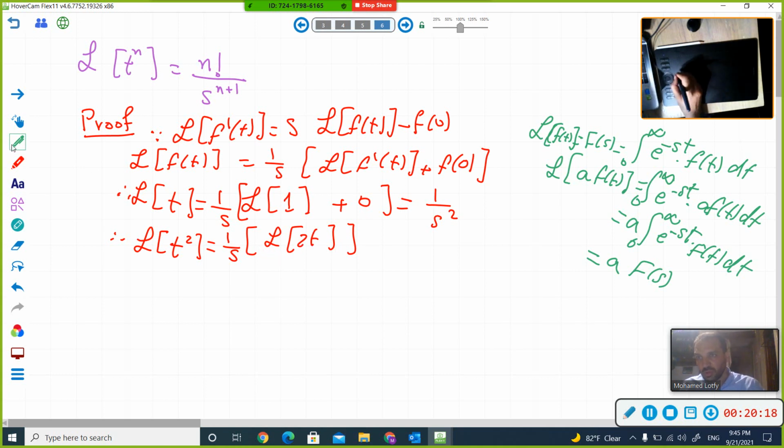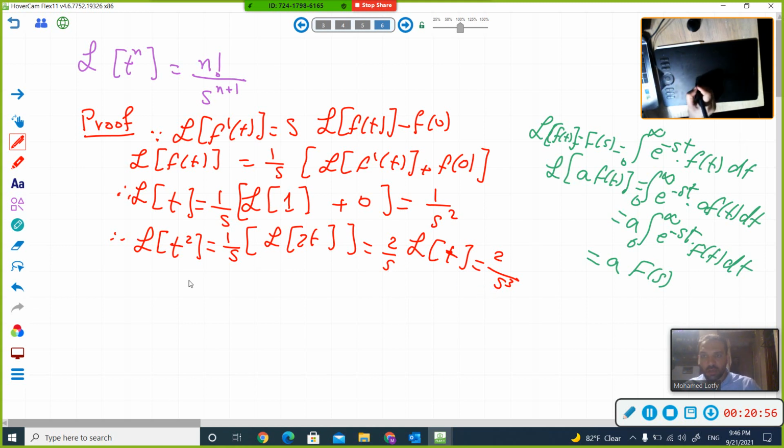So let's go back to our color. So this will be 2 over s times the Laplace transform of t that we have already got before, which is 1 over s squared. So our new Laplace transform will be 2 over s cubed. Okay, this is s squared and this is an extra s, so it will be 2 over s cubed.